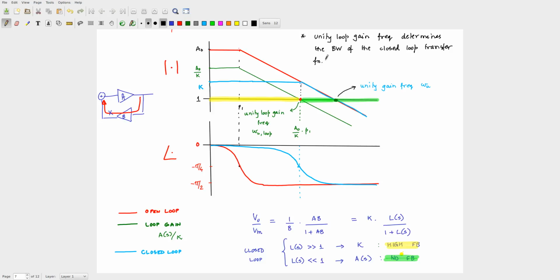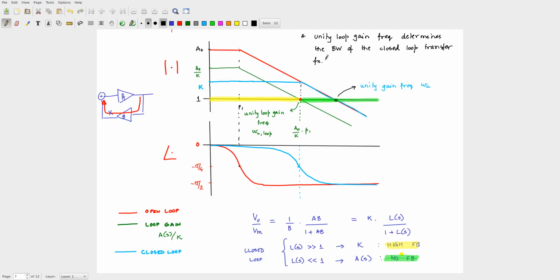That is, for frequencies less than the unity loop gain frequency, your closed loop transfer function is determined only by the feedback part, which is here K. And for frequencies greater than the unity loop gain frequency, the transfer function is completely determined by the open loop function, which is A. Again, completely determined you have to take with a pinch of salt. We are drawing it in the Bode plot sense, so all of these transitions are not going to be very precise, they will be smoother. However, the general trend is identical, right?